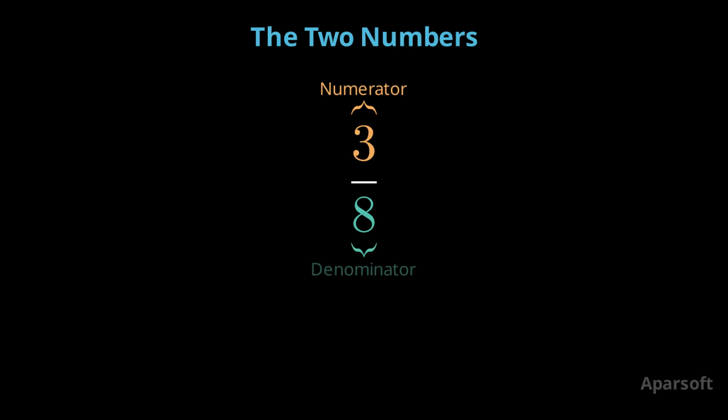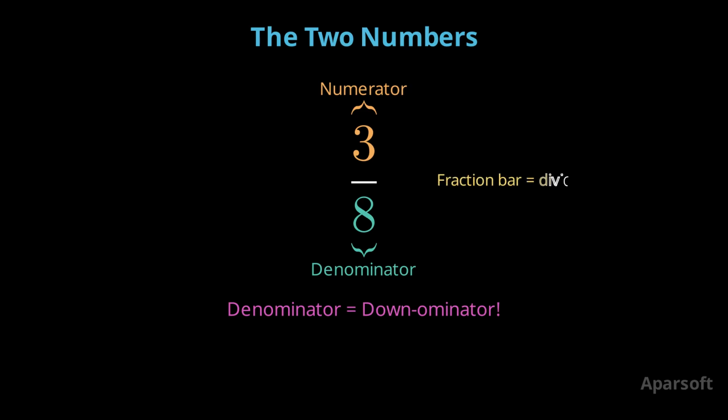Every fraction has two key numbers. The number on top is called the numerator. It tells you how many parts you have. The number on the bottom is called the denominator. It tells you how many equal parts the whole was divided into. Here is a fun trick to remember. Denominator sounds like down-ominator because it sits down below the fraction bar, and that bar between them means divided by. So 3/8 means 3 divided by 8.